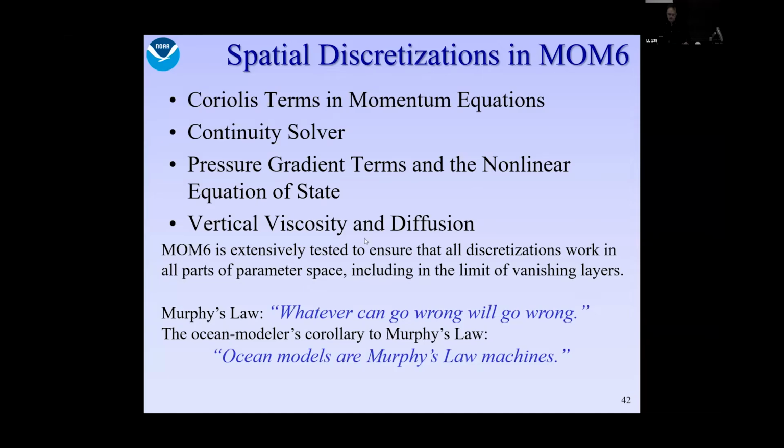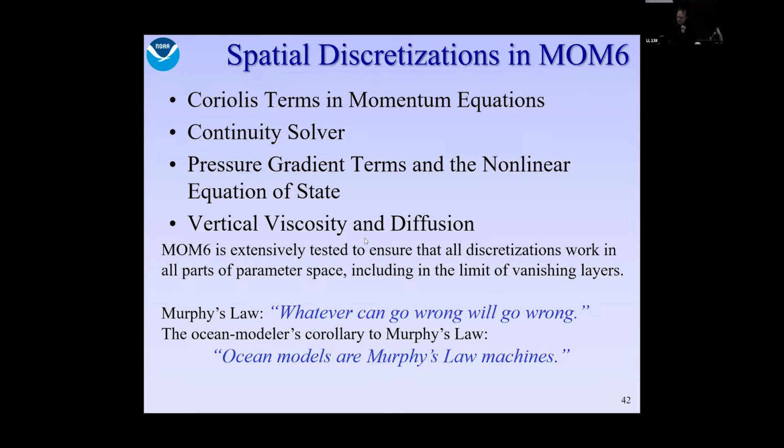There are lots and lots of them. The dynamic core is a little bit more limited, and so it's worth spending a little bit of time going through. Now, I'll be talking about the Coriolis terms, which appear in the momentum equations, how we treat the continuity solver, the pressure gradient terms, and in particular, how we handle the pressure gradient terms with the nonlinear equation of state, and then finally, a couple of words about how we treat vertical viscosity and diffusion, which Alistair touched on yesterday, but there are some specific aspects of what we're doing.